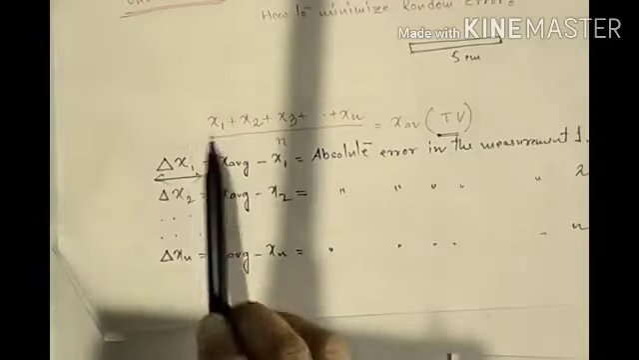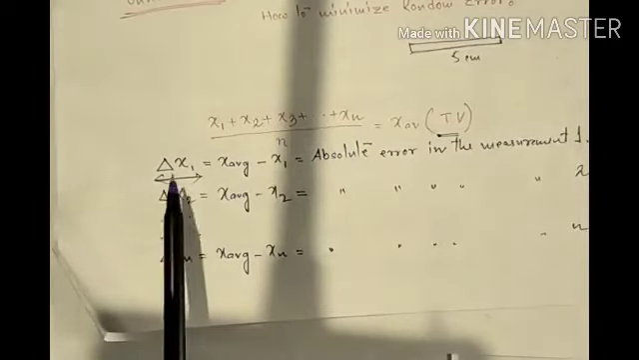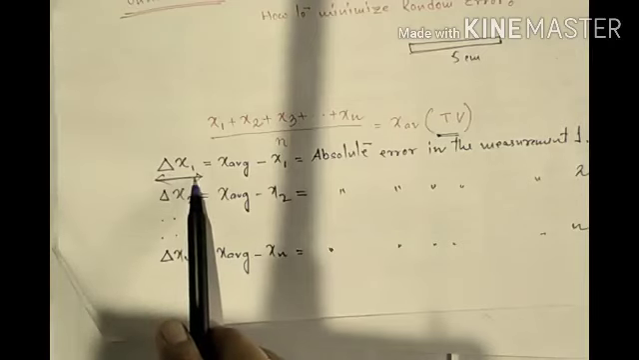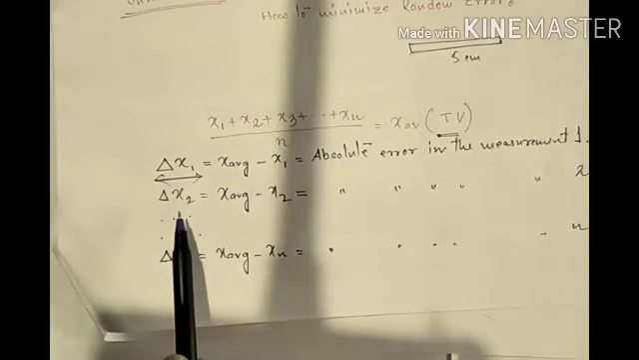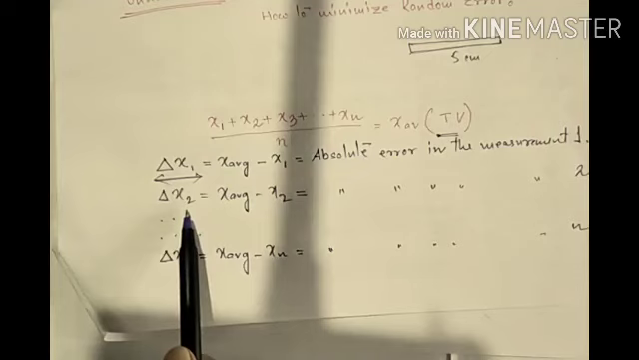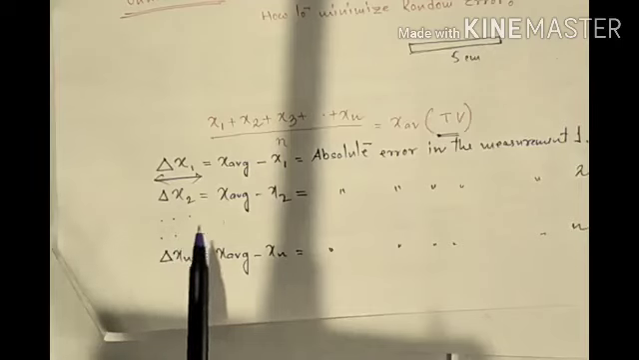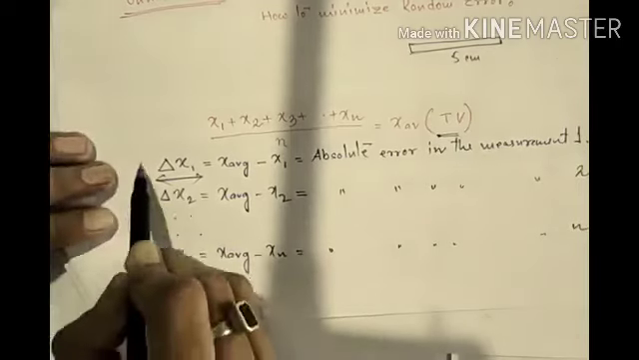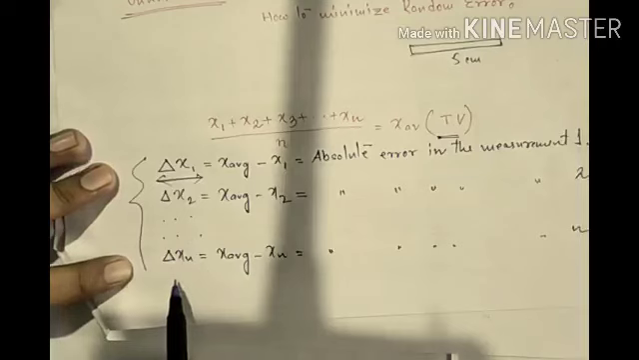So now you know x1, x2, x3, xn are the individual results that I obtained, and delta x1, delta x2, delta xn are the individual absolute errors in my measurement. Delta x1 was the absolute error during my first measurement, delta x2 during my second measurement, delta x3 in my third measurement, and so on.